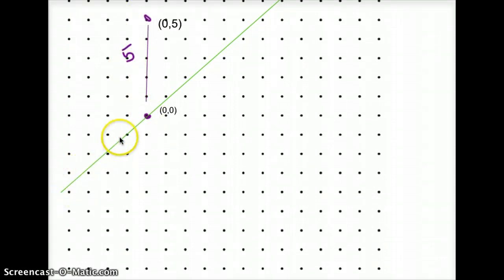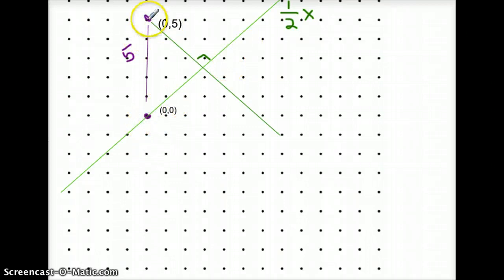Next, I want to put in my reflection line. And I just picked a random line, and it's this green line here. And the equation for my green line is y = 1/2 x. The next thing I do is, because (0, 0) falls on y = 1/2 x, I don't need to move it at all.